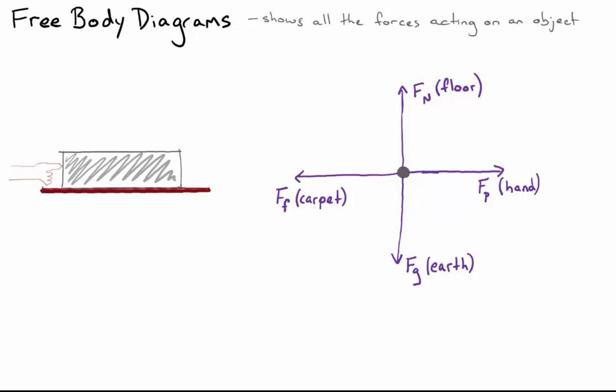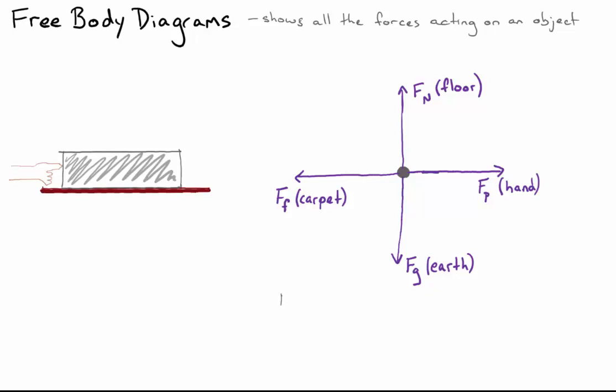Turns out, as we'll find out later, that because our box is traveling at a constant velocity, the push force by the hand and the friction force by the carpet have to be equal, but we'll get to that.